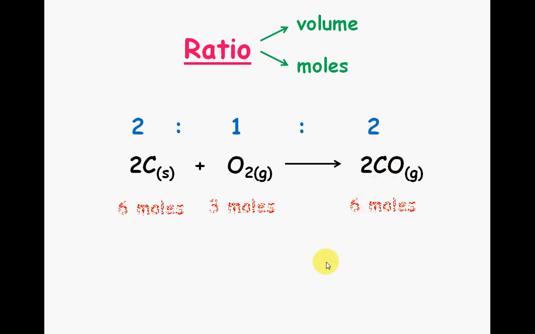I'd like you to pause the video and have a go at working out this one. If I have 0.25 moles of oxygen, how many moles of carbon monoxide is used and how many moles of carbon dioxide is made? Right, hopefully you got the right answer, 0.5 moles. Now if you got that right, excellent, well done. If not, you need to go and understand the ratio idea.